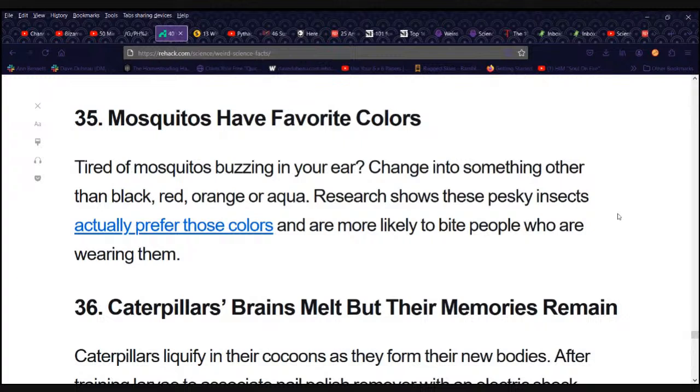Mosquitoes have favorite colors, so maybe you want to avoid black, red, orange, aqua. I think they look for heat signatures too, don't they? Don't they see in infrared or something?